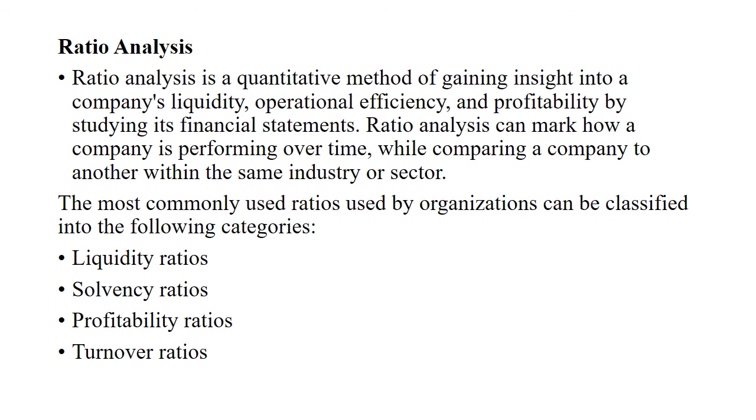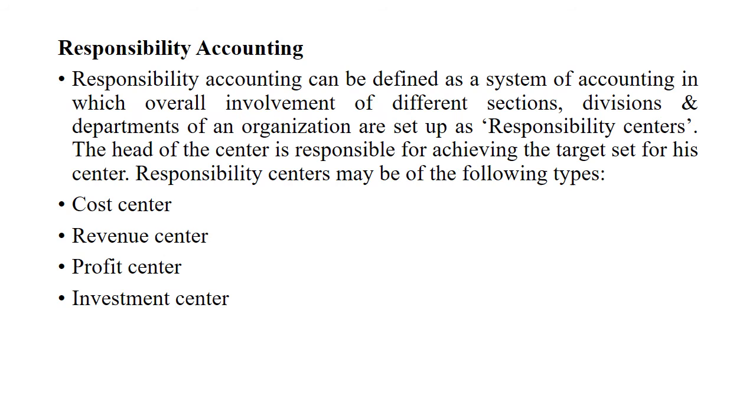Ratio analysis is a quantitative method of gaining insight into a company's liquidity and operational efficiency. It compares the company's liquidity and efficiency with other companies, or across different departments. Ratio analysis can be compared in different sectors, in different industries, or within the same industry. Ratio analysis is used only for performance comparison. The different types of ratios used are liquidity ratios, solvency ratios, profitability ratios and turnover ratios.